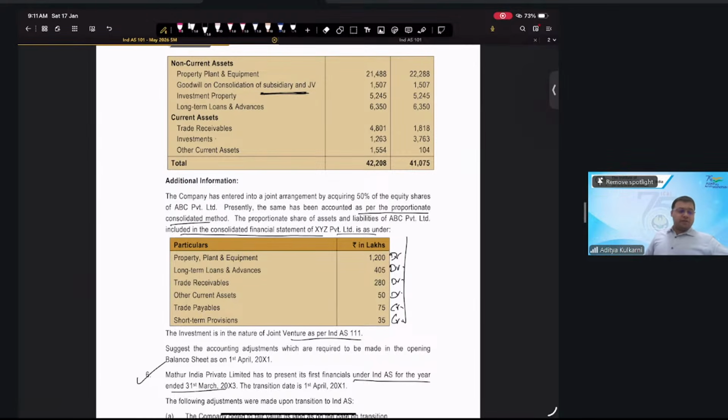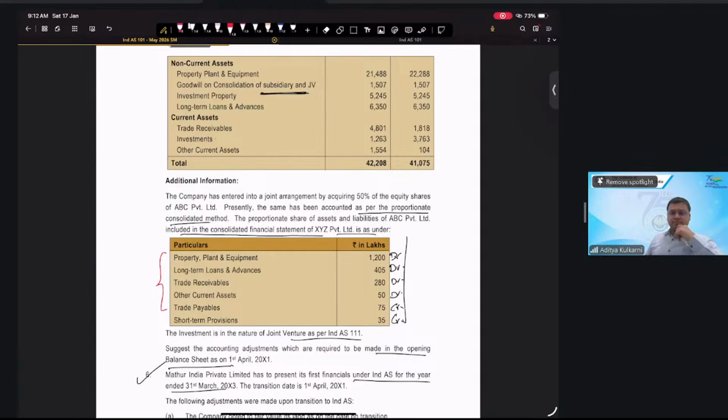Okay. So first of all, you need to eliminate all of these, right? You will have to eliminate. So basically the journal entry will be like, I will credit property, plant, equipment. I will credit long-term loans and advances. I will credit trade receivables, other current assets. I will debit trade payables and short-term provisions. Are we okay with this?